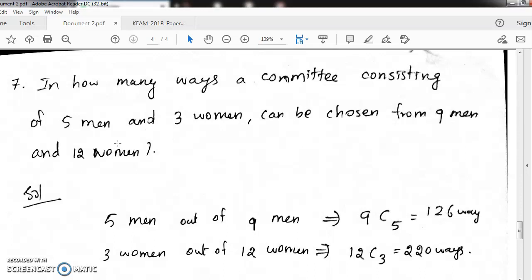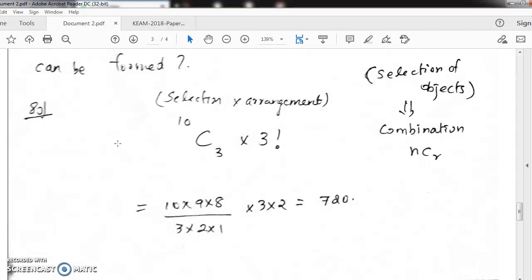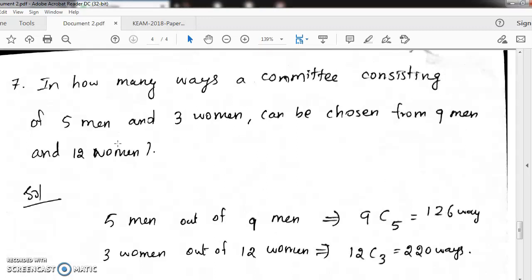What about 3 women out of 12 women? So 12 is the n and 3 is the r, that is 12C3, nCr. So r is 3 and 12 is n. So 12C3 is equal to 220 ways.